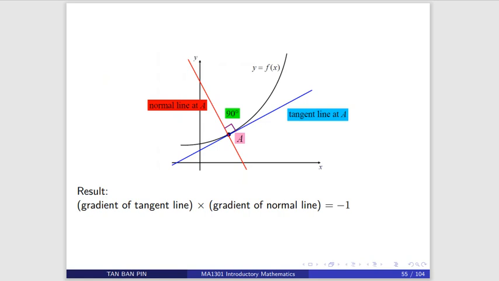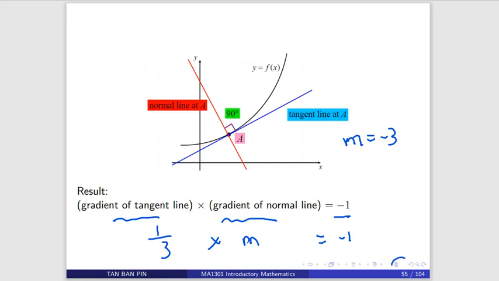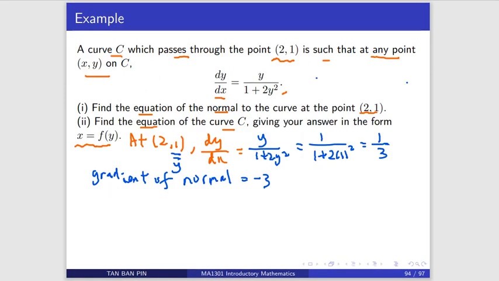In chapter 2, you learned about the gradient of the tangent line and the gradient of the normal line: their product is -1. So the gradient of the tangent line is 1/3, so 1/3 times m will give you -1. So with that, you get the gradient of the normal line m should be -3. So we may use what you learned in chapter 2, slide 55. So you get m is -3.